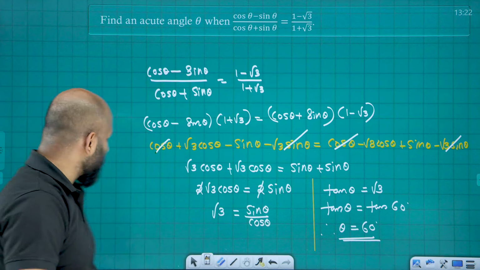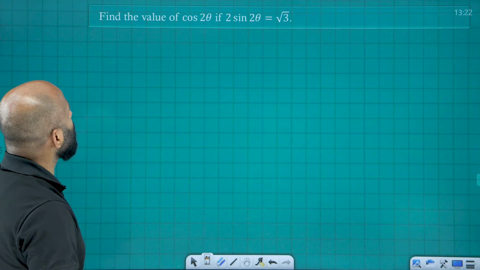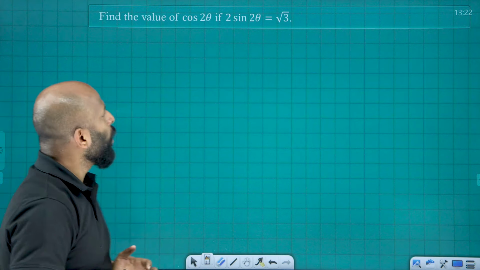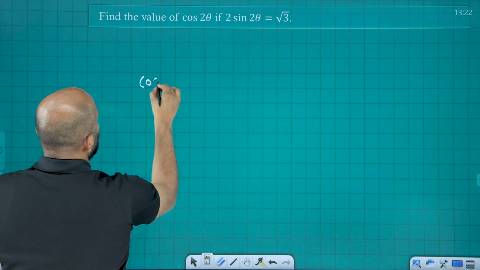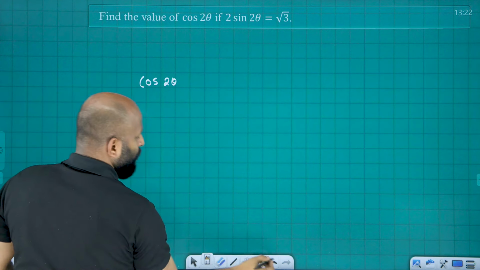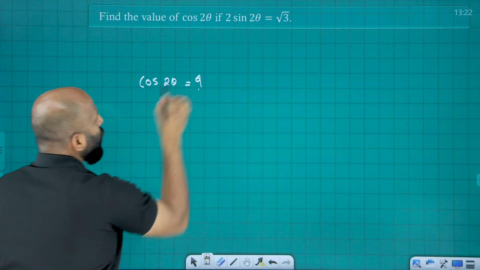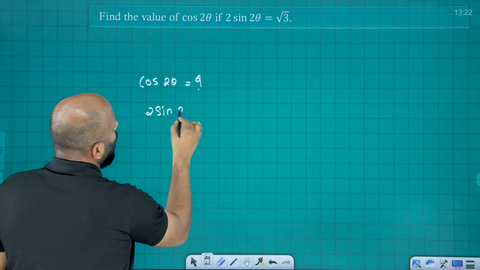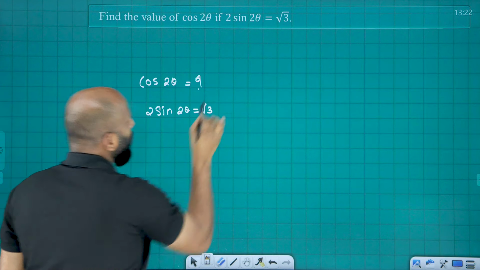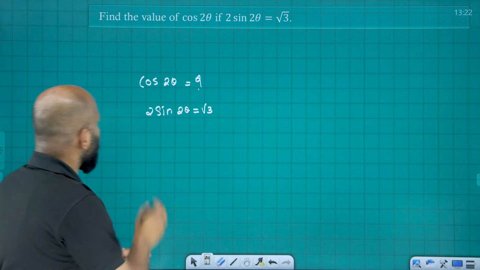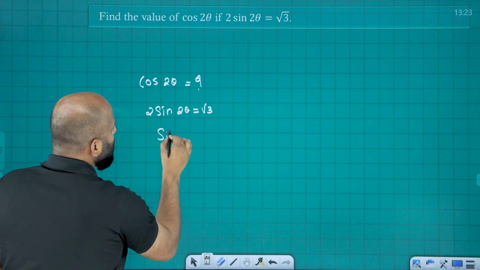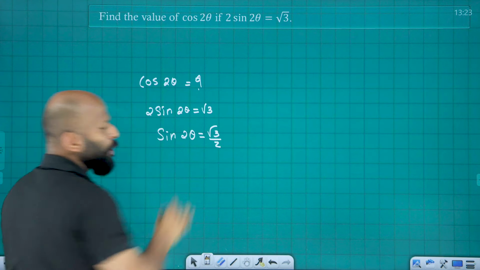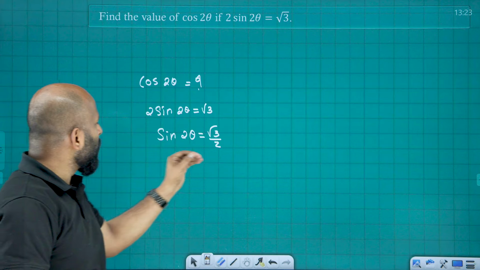Now we can move to the second question. Find the value of cos 2 theta if 2 sin theta is equal to root 3. We need to find the cos 2 theta value, and what is given here? 2 sin 2 theta is equal to root 3. Now this 2 I can take to the right side. Sin 2 theta is equal to root 3 divided by 2.